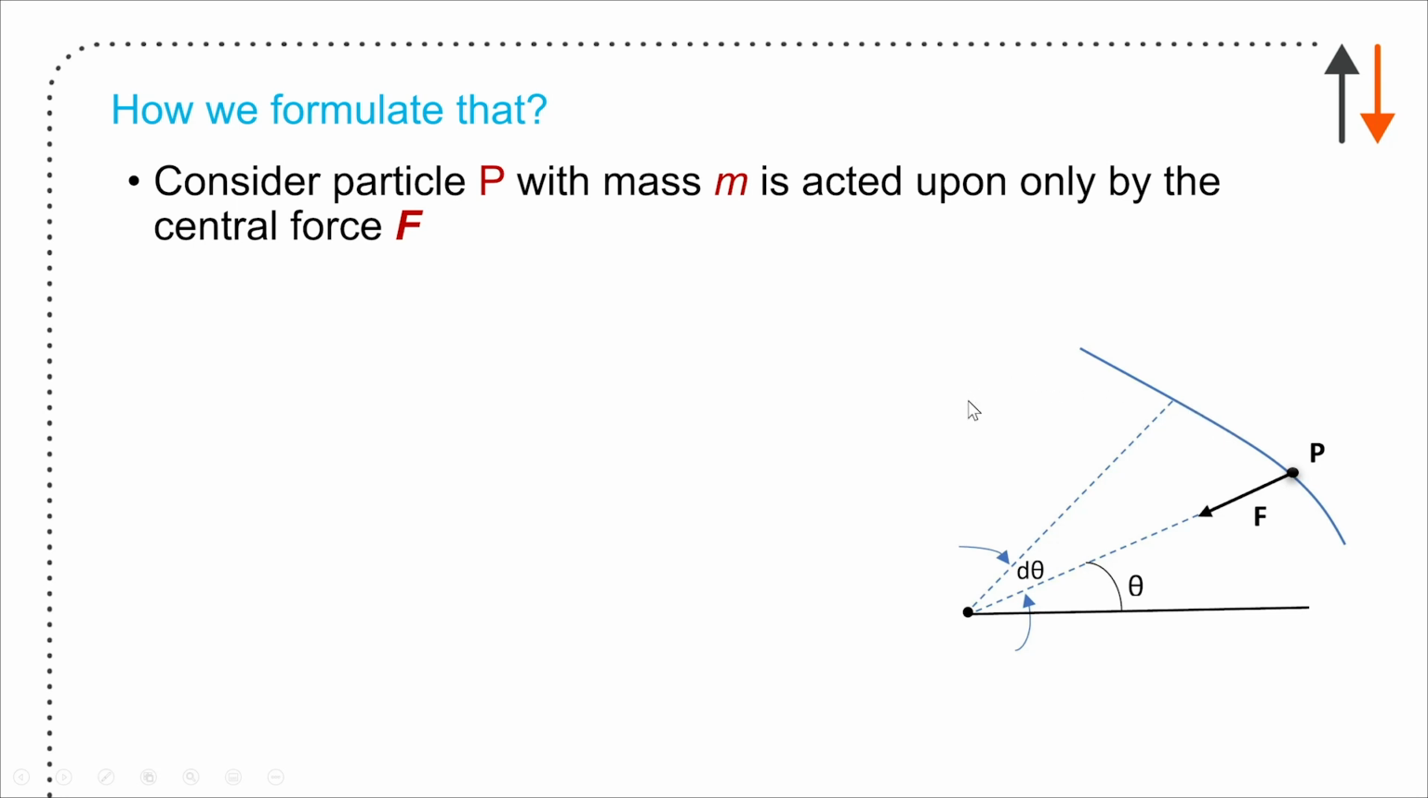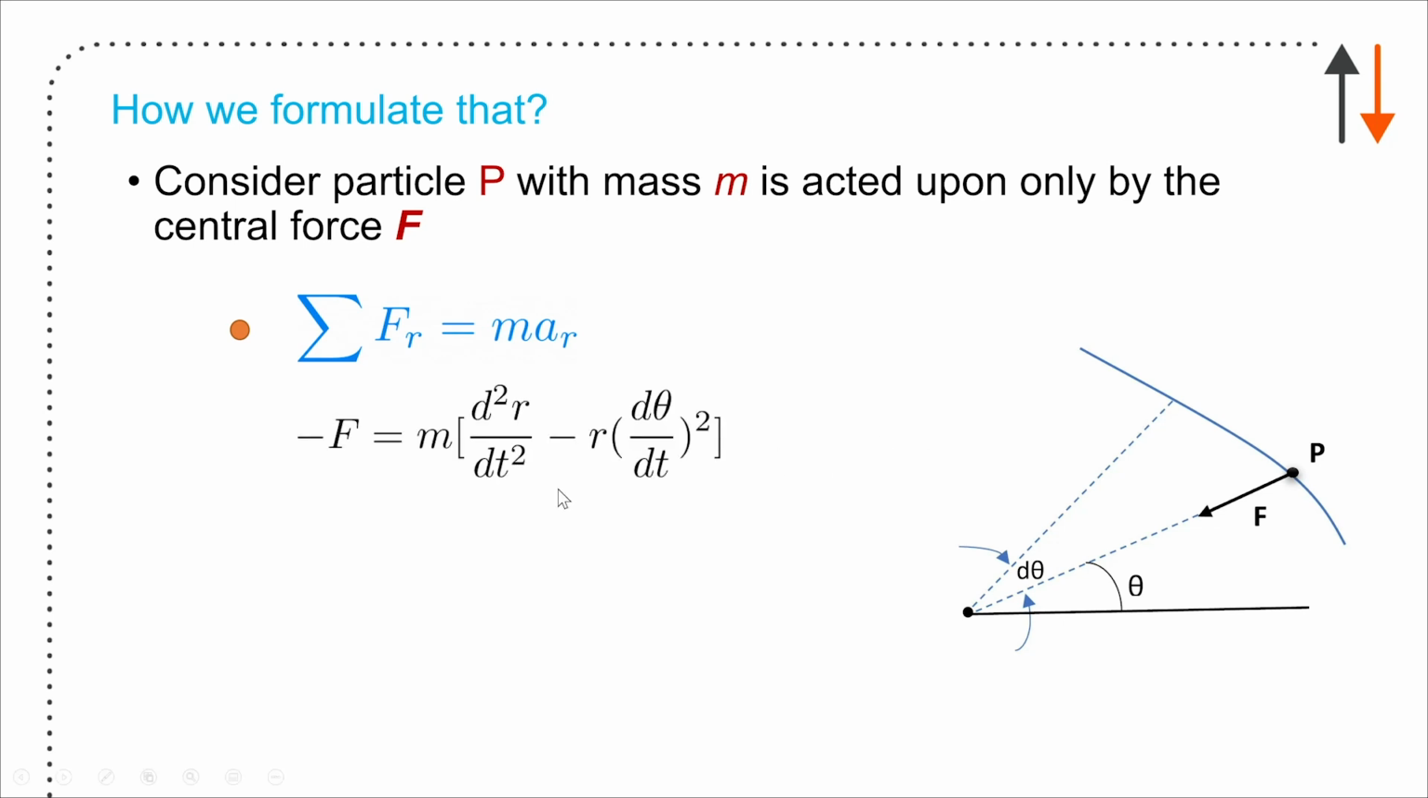First of all, based on Newton's law, we know that if we consider a cylindrical coordinate, the summation of forces in the r direction toward the center is going to be equal to m, the mass, times a_r, the acceleration in the r direction. If we use the cylindrical coordinate, we can rewrite it as this, or minus F equals this equation.